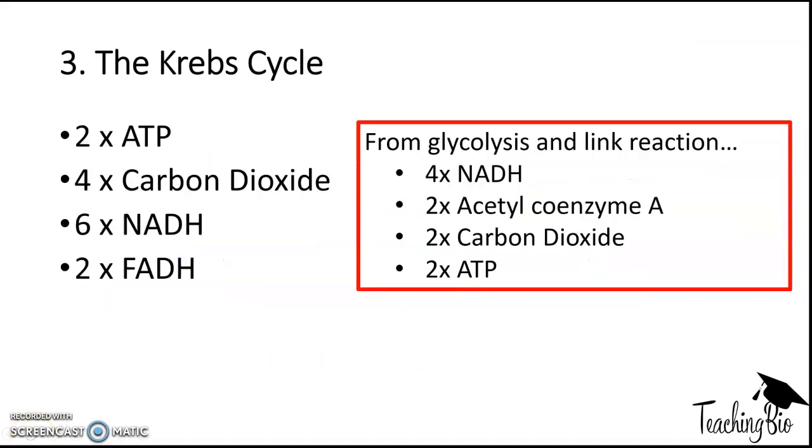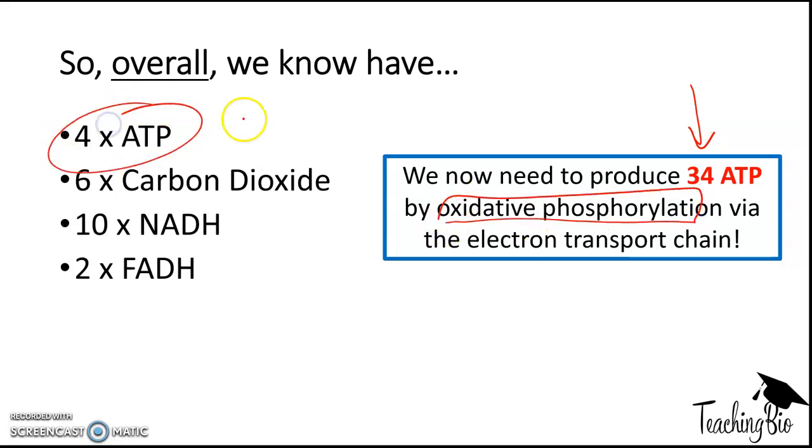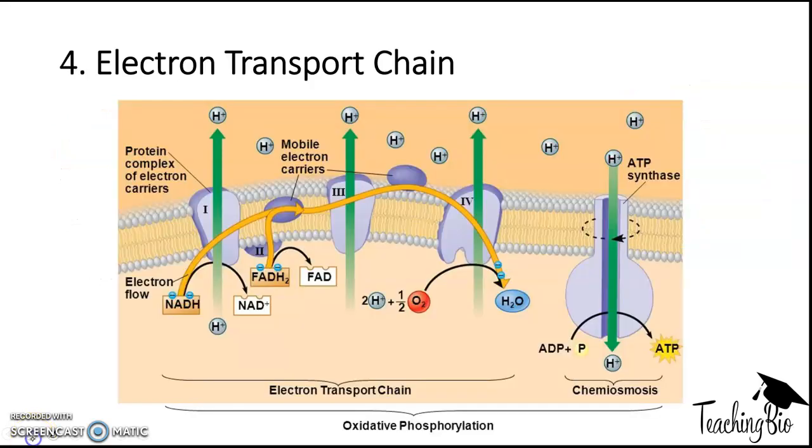So if we total up what we produce from the Krebs cycle, once it's spun around twice per glucose molecule, we've got 2 ATP, 4 carbon dioxide, 6 NADH, 2 FADH, and we've also got these products left over from before. So overall, we have 4 ATP, 6 CO2, 10 NADH, and 2 FADH. And we need to produce the remainder of the ATP by oxidative phosphorylation, okay? So this ATP was produced by substrate level phosphorylation, and this ATP was produced by oxidative phosphorylation. It's important that you can remember the distinction.